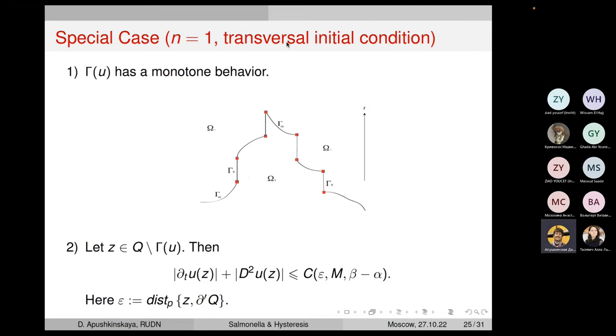Then we can show the following. We have uniform estimates. This dependence on the distance to the lateral surface of our cylinder is not a critical one, since we get these estimates in a smaller cylinder inside. It's some standard thing, so it's not too bad. And we can also show that our free boundary has some kind of monotone behavior.